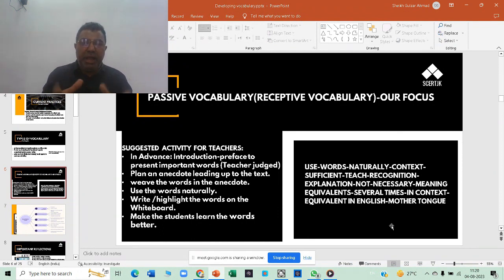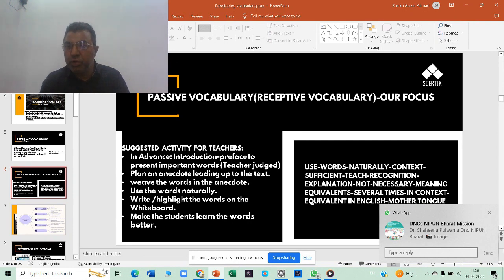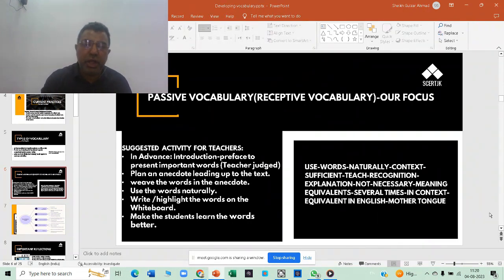So there is an activity that I have suggested for teachers. What can be done to enhance this passive vocabulary? For example, you are supposed to teach a particular lesson, let it be Interview in class 12, or any other lesson in class 11. Our lecturers and teachers, when they prepare a lesson plan in advance, should prepare an introductory passage, a kind of preface to present important words. Beforehand they should think on their own. This is called teacher judging.